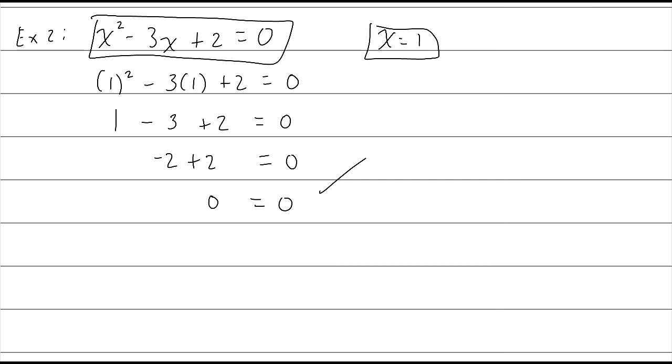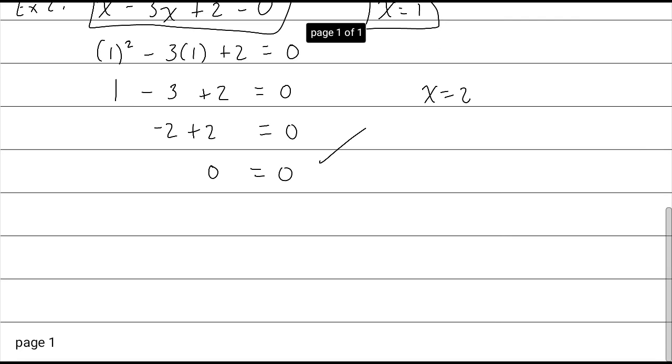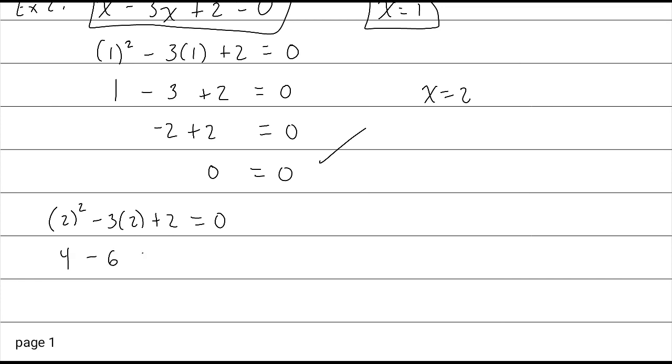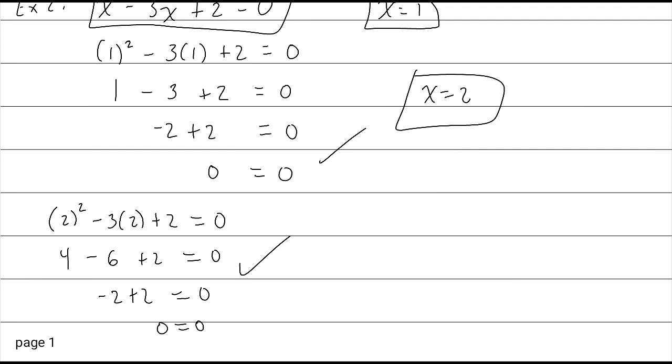Let's try x equals 2. Same equation. That's going to be 2 squared minus 3 times 2 plus 2 equals 0. 2 squared is 4. Negative 3 times 2 is negative 6, plus 2. This one's going to work out as well. Negative 2 plus 2 equals 0. 0 equals 0. So 2 is also a solution. x equals 2 is also an equivalent equation.